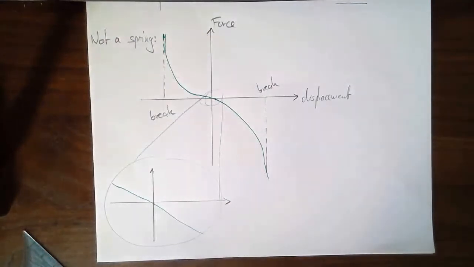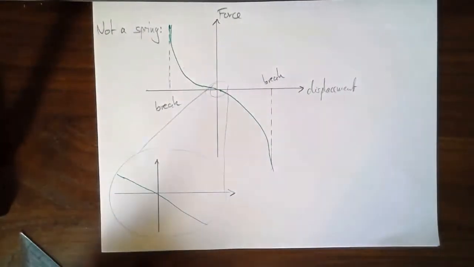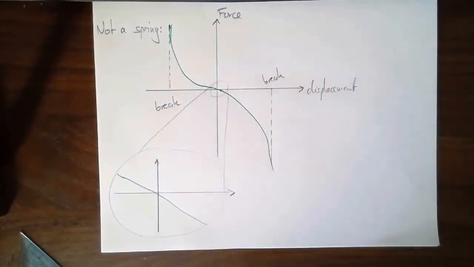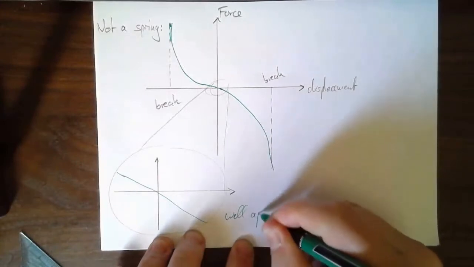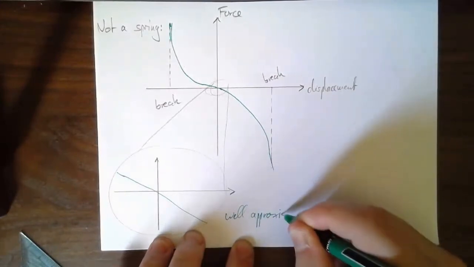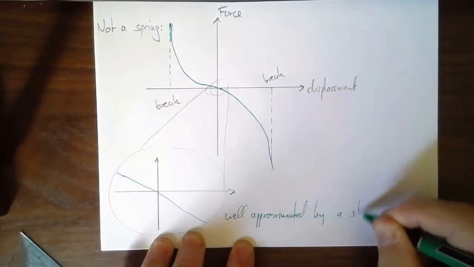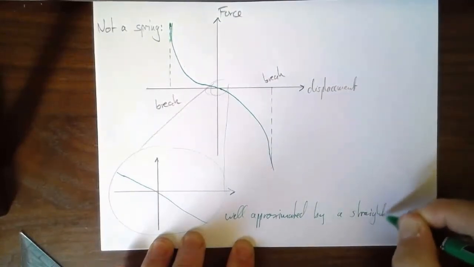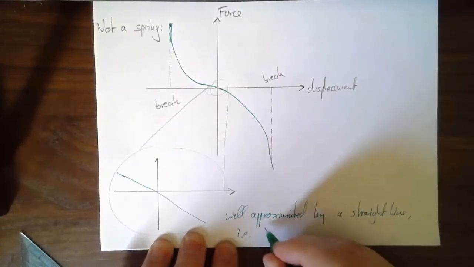Now this looks very straight. So this here is well approximated by a straight line, and of course a straight line means a linear restoring force.